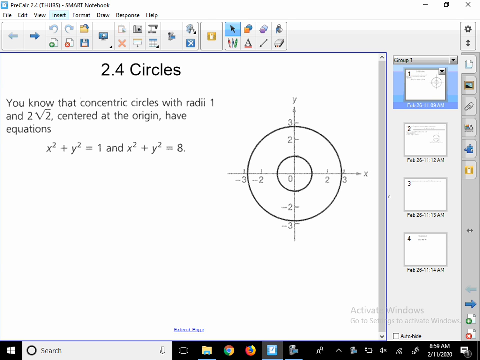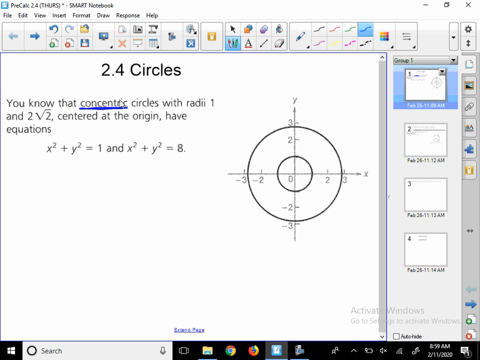So right away, the book talks about two concentric circles. This concentric word, not that you really need to know what it means, doesn't make a whole lot of difference on our problem, but it just means that these circles have the same center point. So if you look at the picture here, you can see they're both centered around this origin here, 0, 0. That's fine. And they have radii, plural form of radius, of 1 and 2 square root 2.